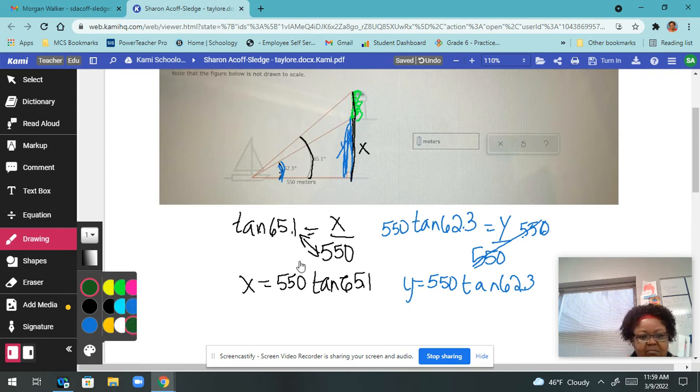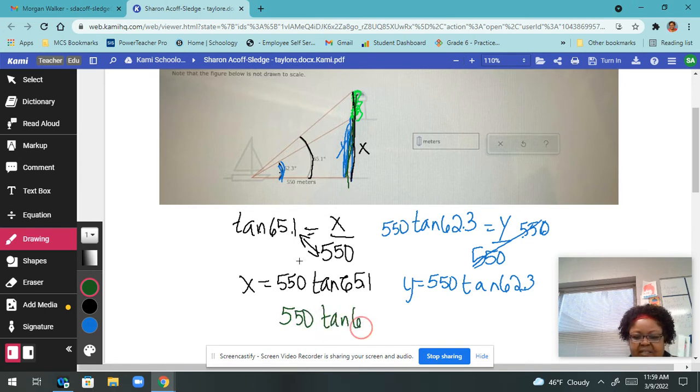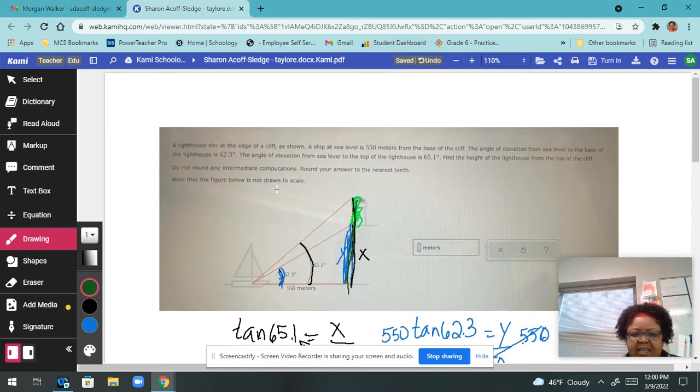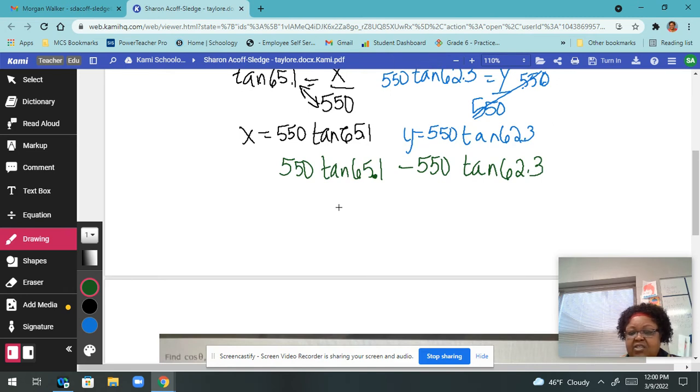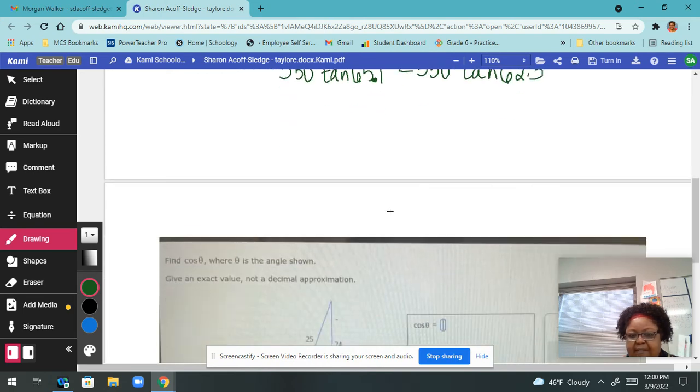So now let me go, well, I did light green, let me do a darker green. So I'm going to do X, the long side, minus Y. So it's going to be 550 tangent of 65.1, not 651, minus this one, the blue, 550 times the tangent of 62.3. And you can put that in your calculator and round it to, what does it say? Round it to a tenth. So I hope that makes sense. If it doesn't, just write me back. But put that in your calculator and calculate it and round it to one decimal place.